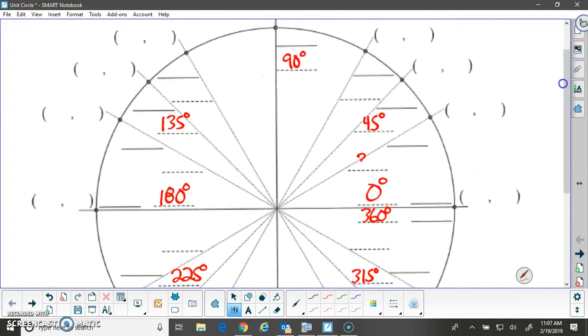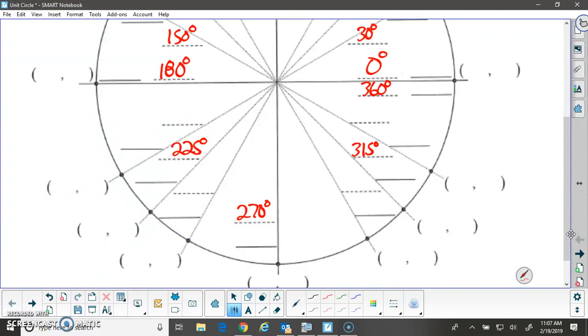Then we also have a 30-degree measure along with a 60-degree measure in the first quadrant. Second, we'd have 120, 150. Third quadrant, we'd have 210, 240, 300, and 330 in the fourth quadrant.